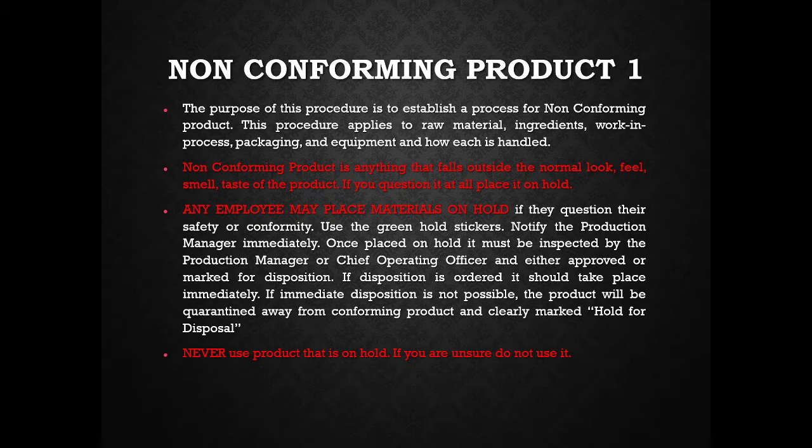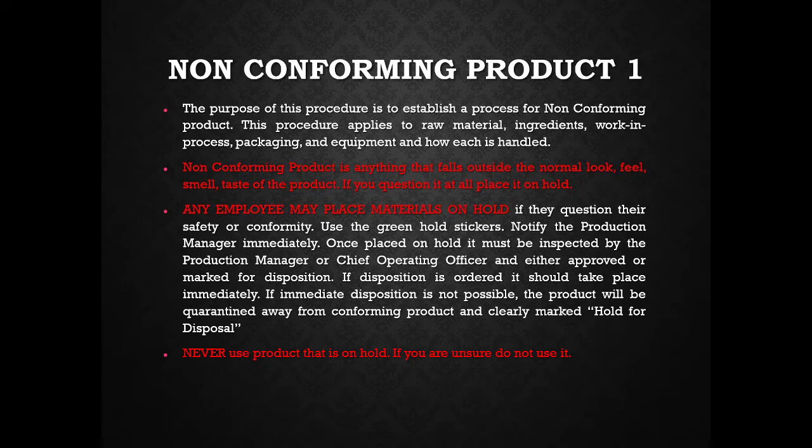Once it's placed on hold, it has to be inspected by the production manager or chief operating officer and either approved or marked for disposition. If disposition is ordered, it should take place immediately. If immediate disposition is not possible, the product will be quarantined away from conforming product and clearly marked hold for disposal. Never use product that is on hold. If you're unsure, don't use it.